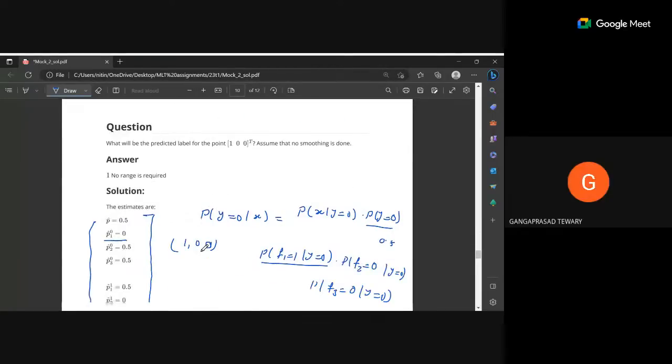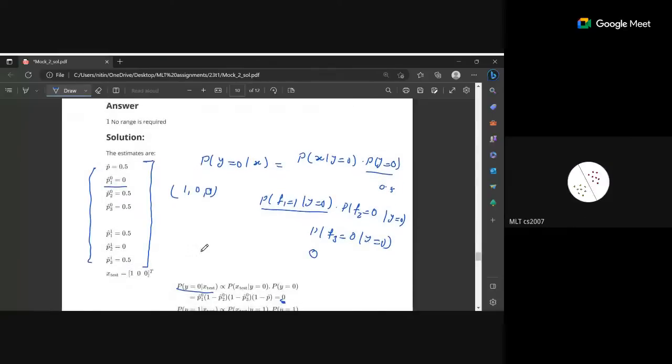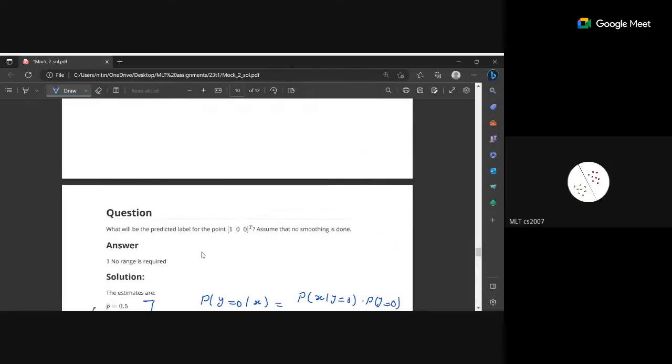But if smoothing is asked, then the probabilities will change, right? Yesterday you were showing that it is not just one data point, four of them have to be added. So that is what we have to do in the exam if we are told to do the smoothing: you have to add those data points. But in this case, it's clearly mentioned that we assume no smoothing is done, so you need not do any smoothing on the data set.